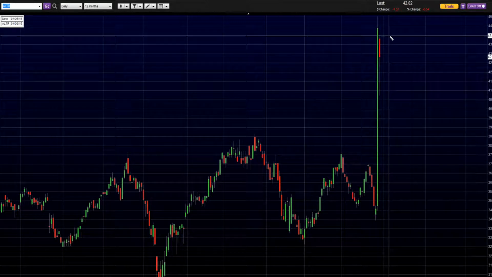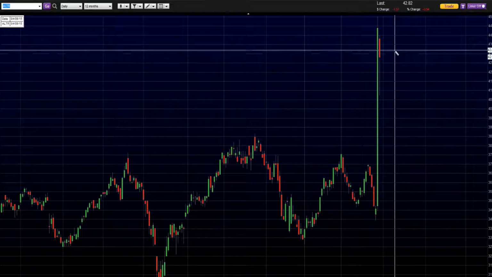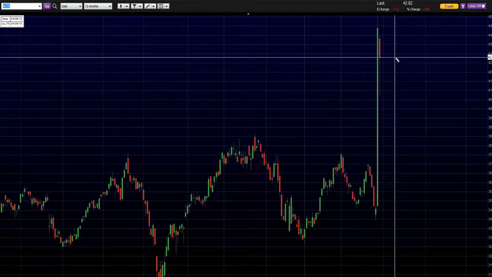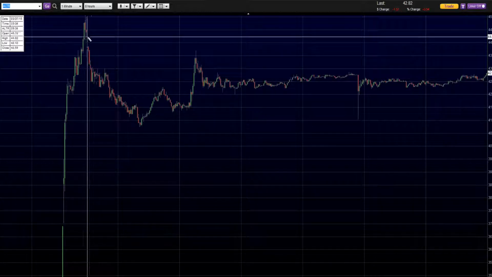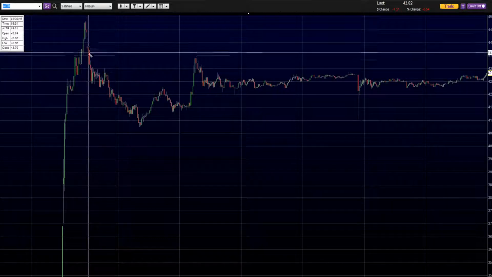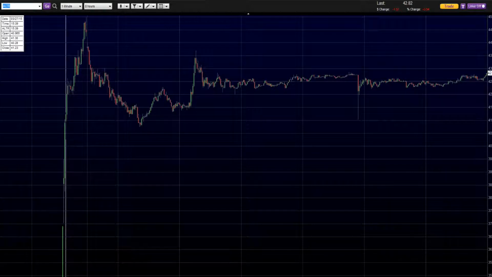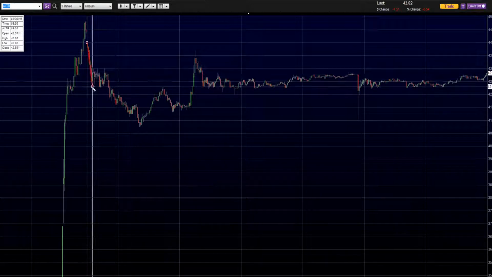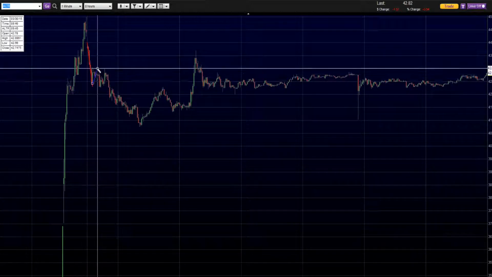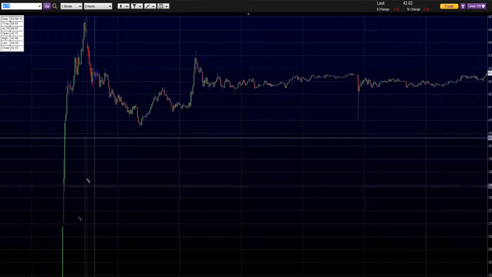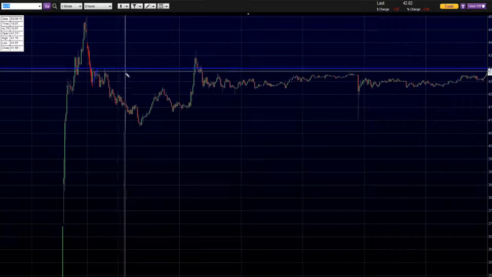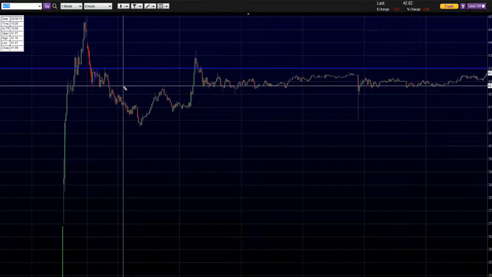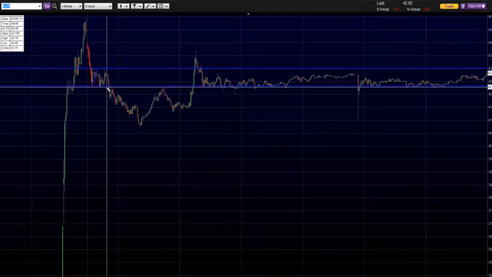Could you have made money on this if you played it? Yeah, you probably could have. But there's better plays out there to play. So you have this tiny gap down right here. The initial move, a retest, a pretty solid top that you could use, and then of course once it broke down lower, your trigger.